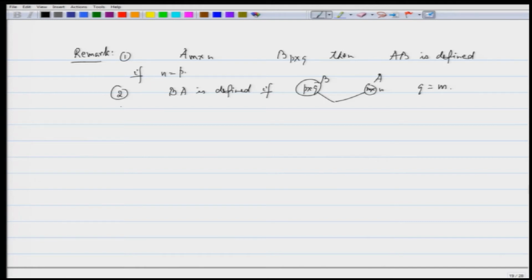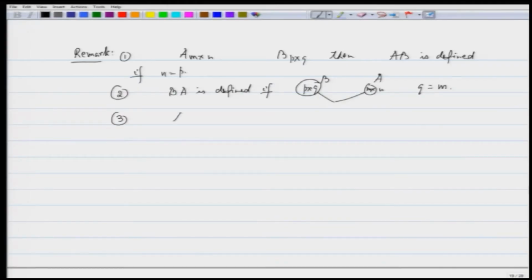So, we have examples here where we have seen that. What we are saying is that it may happen that AB is defined, but BA may not be defined, or BA is defined and AB is not defined. Even if both are defined, so if I take A as m cross n and B as n cross m, then AB is defined and the size of AB is m cross m. BA is also defined and the size of BA is n cross n. So, even if they are defined, they have different sizes.